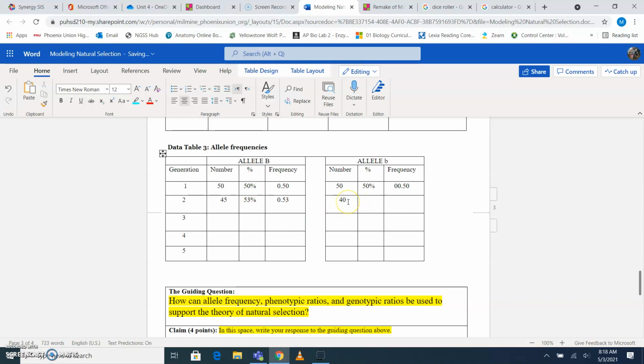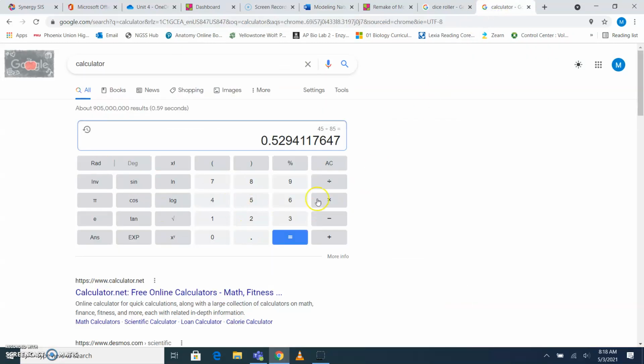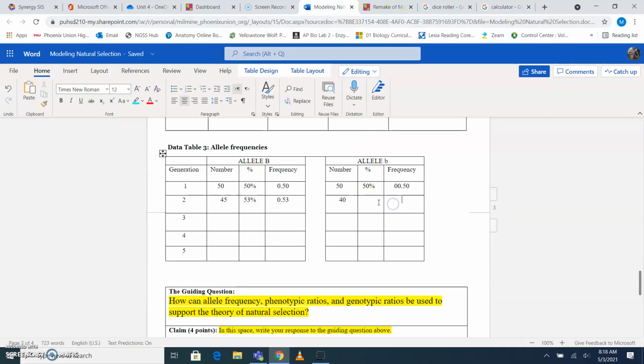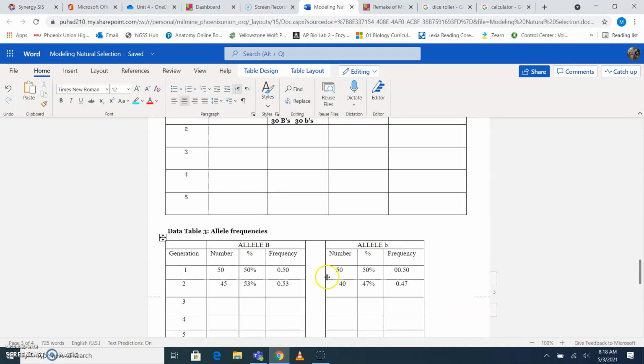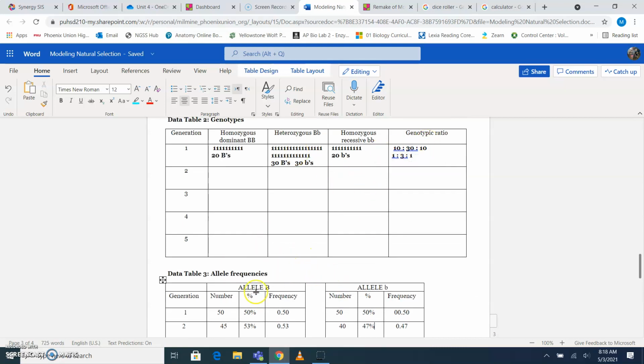And then 40 divided by 85. 40 divided by 85 gives me 0.470. So 0.47, which is 47%. Now you'll notice that 47 and 53 add up to 100 as they should, 100%. If yours add to like 99, it's due to rounding, not going to be the end of the world. But this is how you calculate your allele frequencies. As you're going through, definitely reach out to me if you're struggling with these two steps.